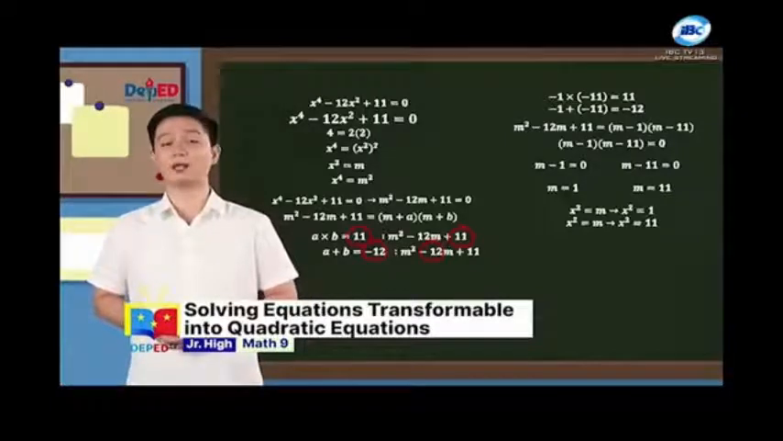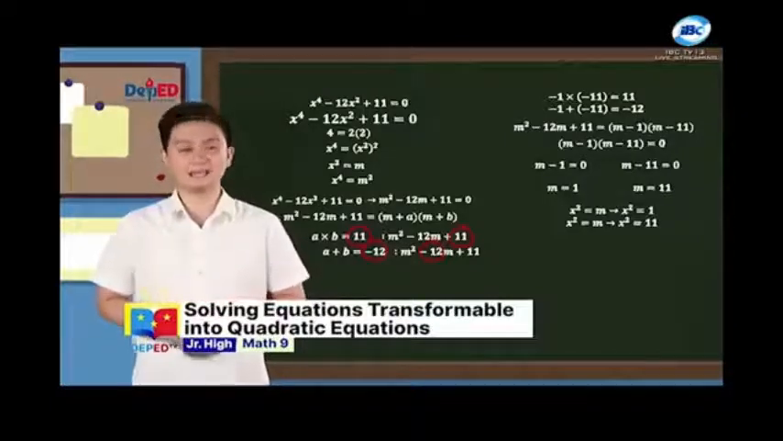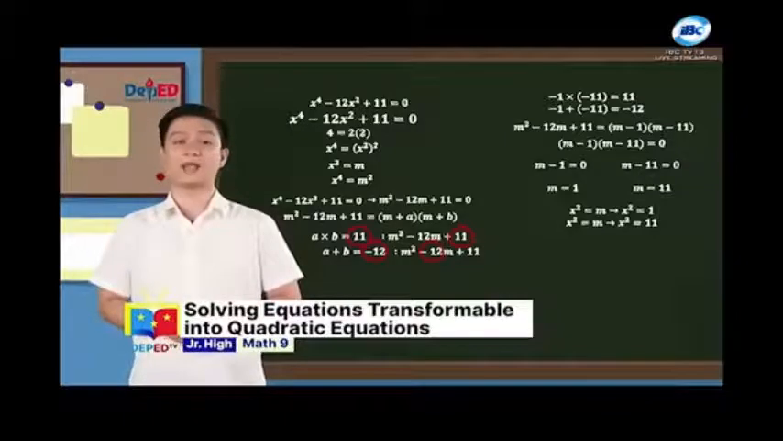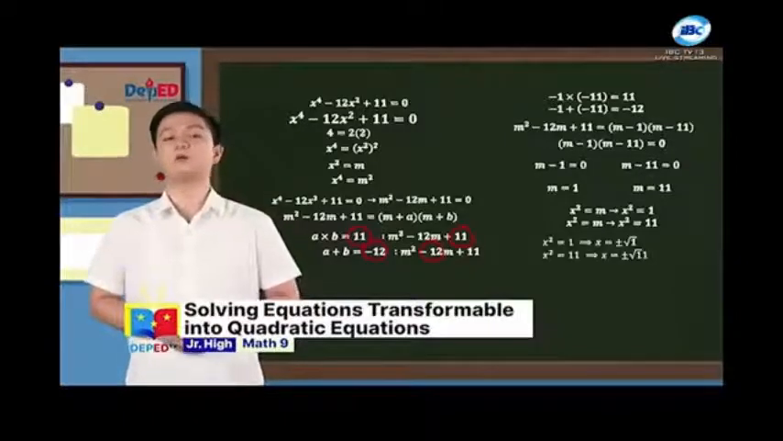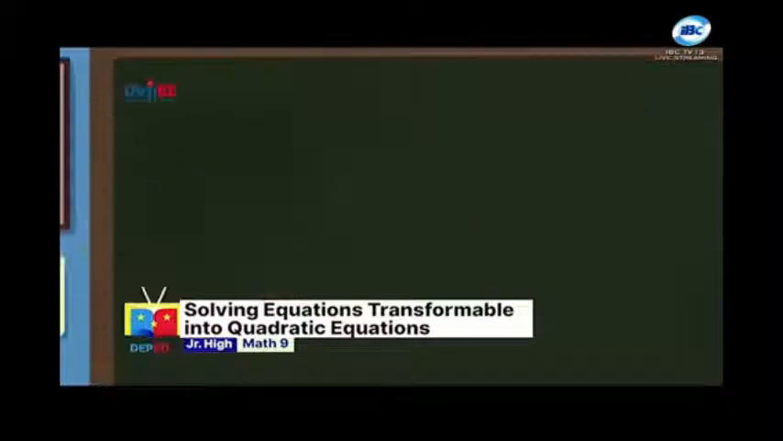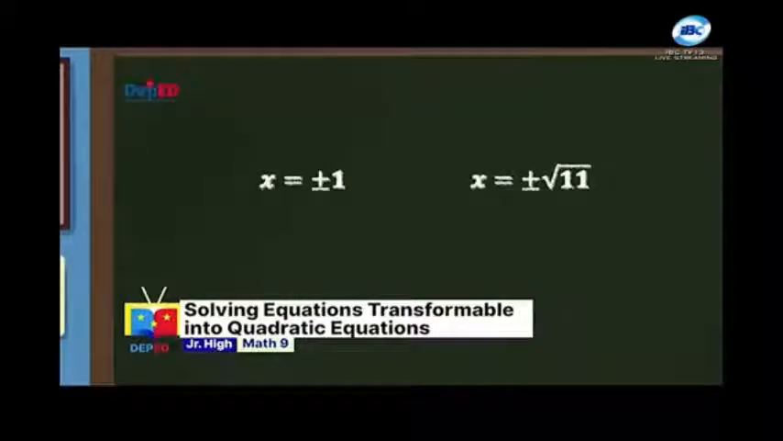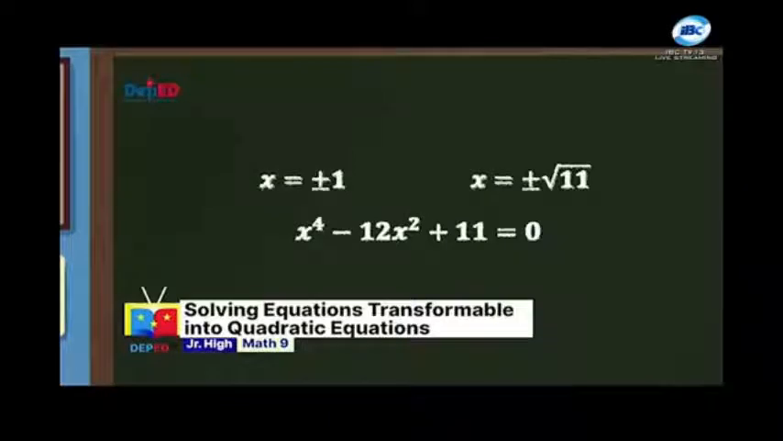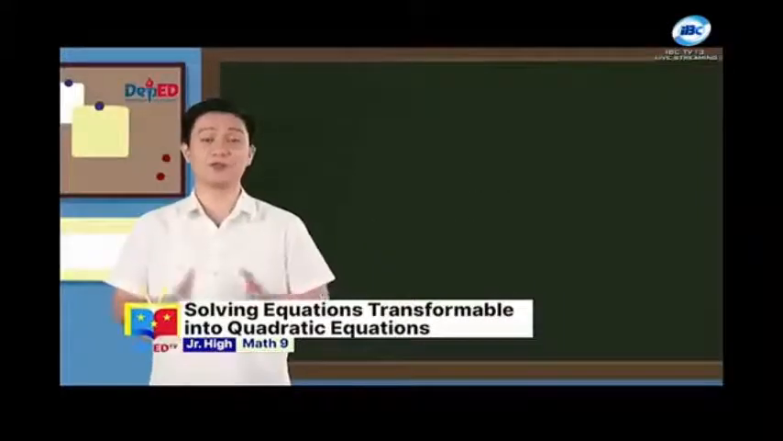These are quadratic equations of the form ax squared equals k, where a is 1. So, we can solve for x by extracting square roots. And we must get that x is equal to positive or negative 1, and also equal to positive or negative square root of 11. These are the roots of the equation x to the fourth power minus 12x squared plus 11 equals 0. Let's have another example.